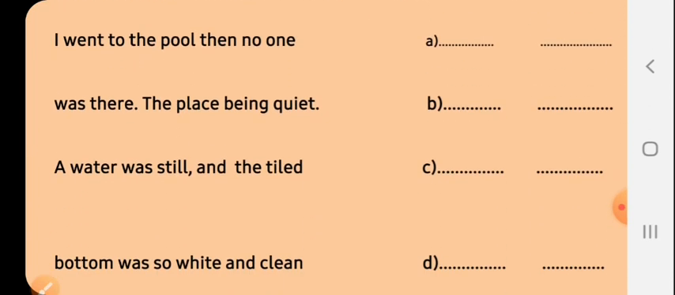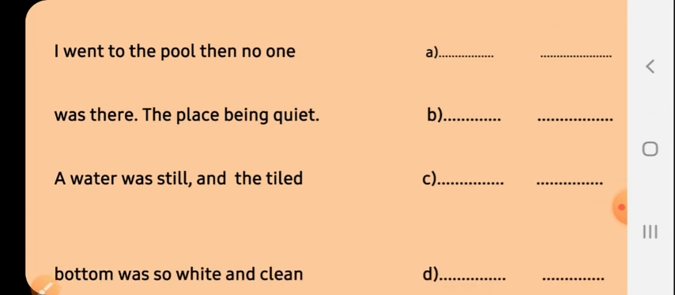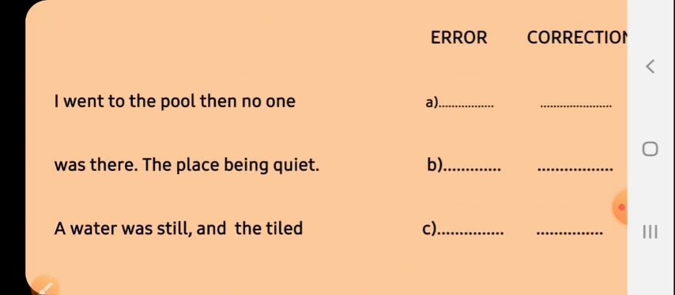Now the last one in this video. I went to the pool, then no one was there. The place being quiet, a water was still, and the tiled bottom was so white and clean as a bathtub. I am timid about going in alone. If you notice in this question, this passage is written in past. So basically, the errors will be related to past. Otherwise, we'll try to find others.